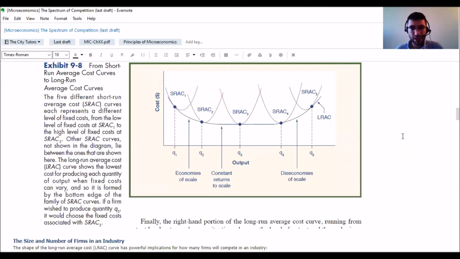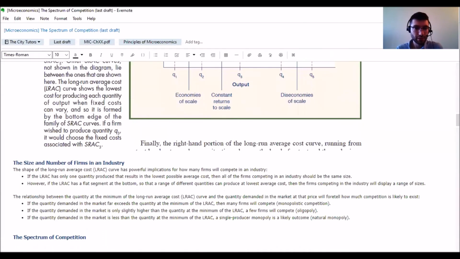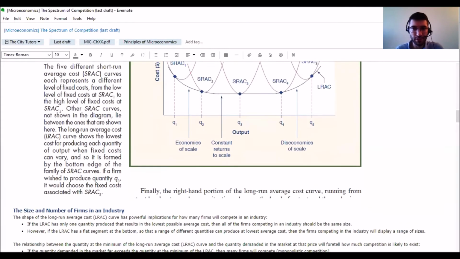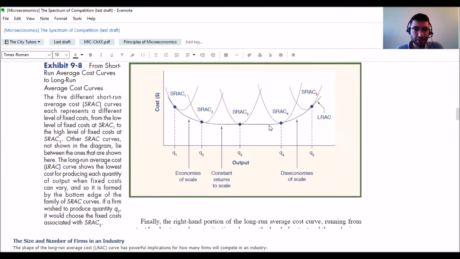Now, the shape of this long-run average cost curve will actually give us two important pieces of information. The first is how many firms will compete in a particular industry. And this information will be given by the shape of this curve.